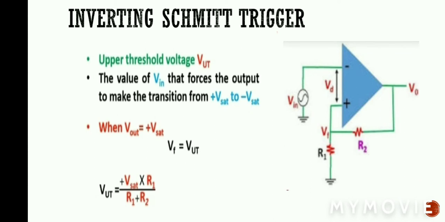In this Schmitt trigger circuit, the output voltage changes its states only when input voltage exceeds some threshold level. So the input voltage can exceed in positive direction or in negative direction also. If input voltage exceeds in positive direction, then the voltage level will be upper threshold voltage VUT, and if the input voltage exceeds in the negative direction, then the voltage level will be lower threshold voltage VLT. So first I am talking about upper threshold voltage VUT. It is the value of input voltage that forces the output voltage to make the transition from positive saturation to negative saturation.